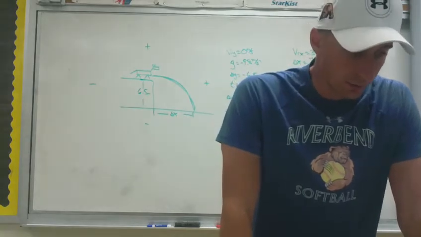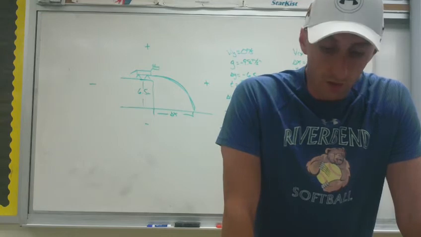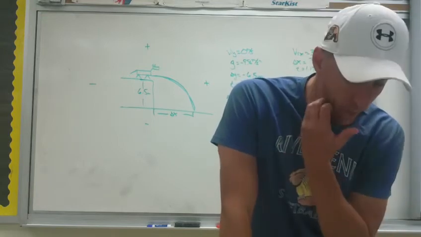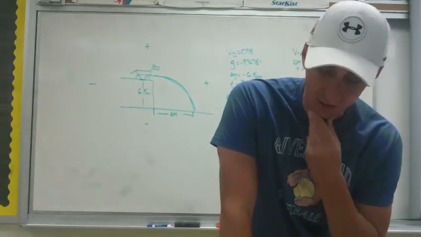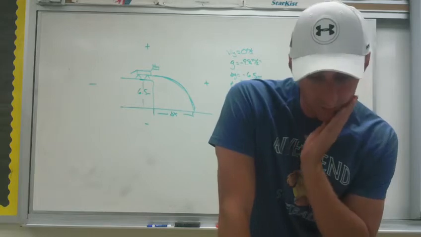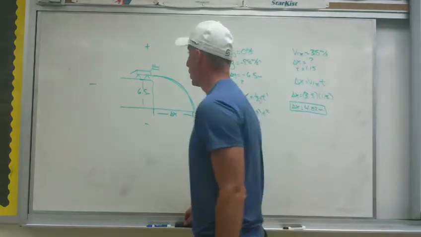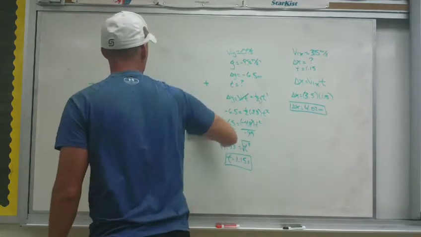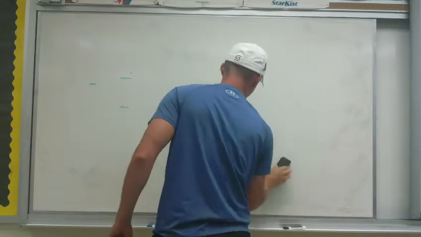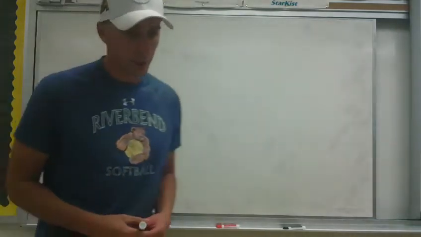Number 5 says, a football is kicked at an angle of 37 degrees with a velocity of 20 meters per second. Calculate A, the maximum height, B, the time of travel before the football hits the ground, how far away it hits the ground, the velocity vector at the maximum height, and the acceleration vector at the maximum height. All right, good. So I'm going to draw this first. This is number 5.